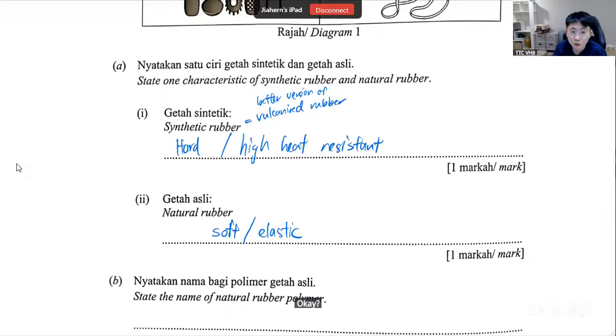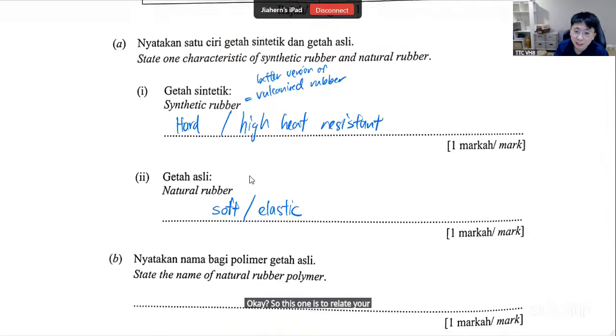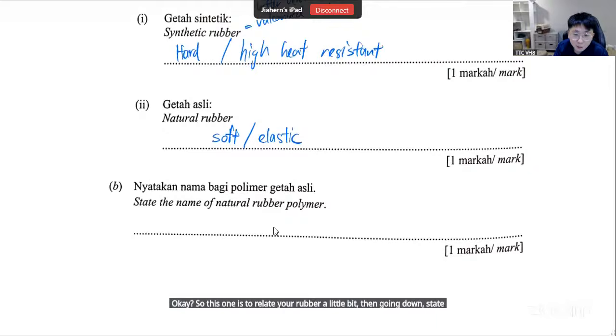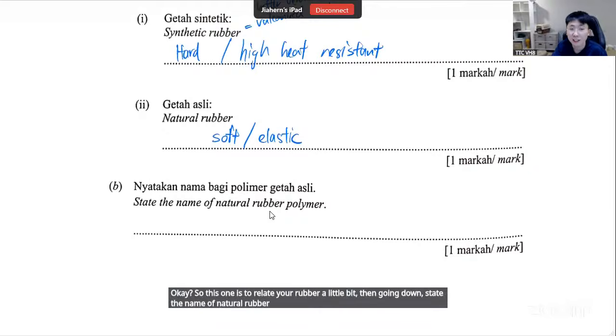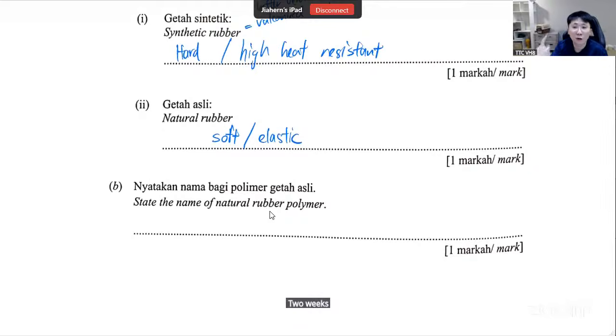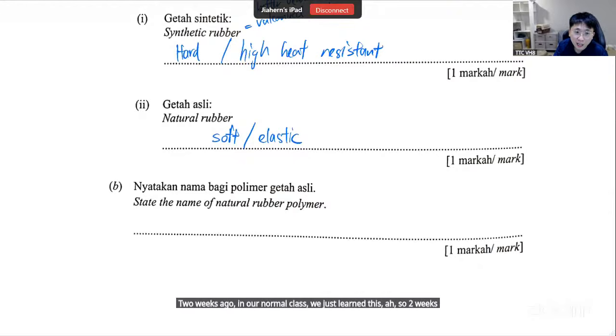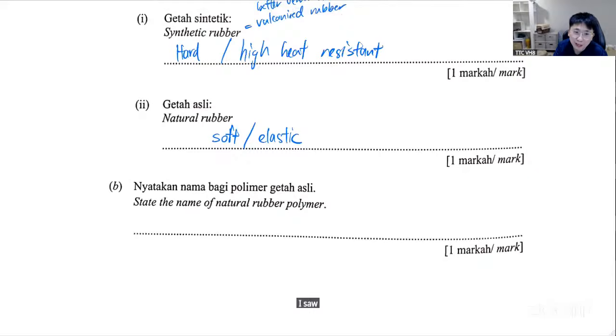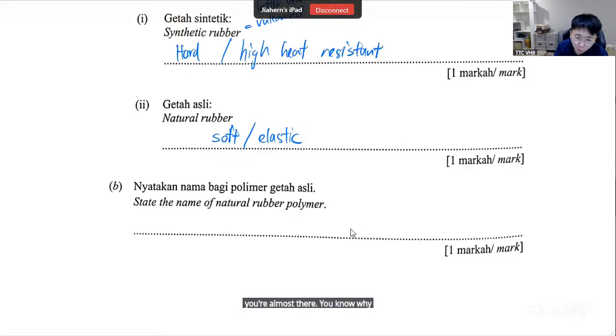So this one is to relate your rubber a little bit. Then going down, state the name of the natural rubber polymer. Two weeks ago in our normal class, we just learned this. What do we call this? Isoprene. Guys, if you write isoprene, congratulations, you're almost there. You know why? Because isoprene is the monomer. They want the polymer. See? Everyone wrong with you? GG.